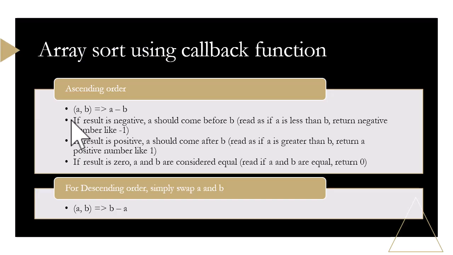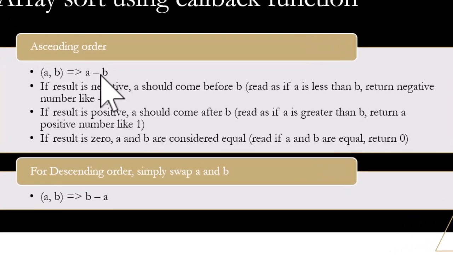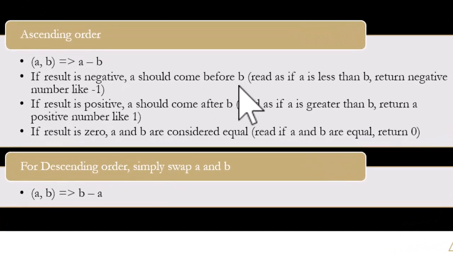Let's go over the rules. If the result of A minus B is negative, A should come before B. Now I know it's purely counterintuitive, that's why you need to read it differently like this. If A is less than B, return negative. If A is greater than B, return a positive number, or the result of A minus B, right? And if the result is 0, then A and B are considered equal and we can return 0. For descending order, we simply swap A and B as B minus A.